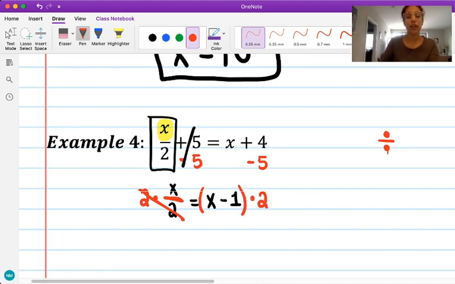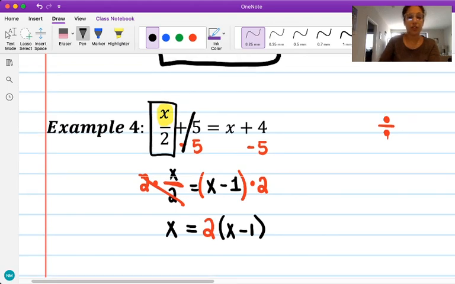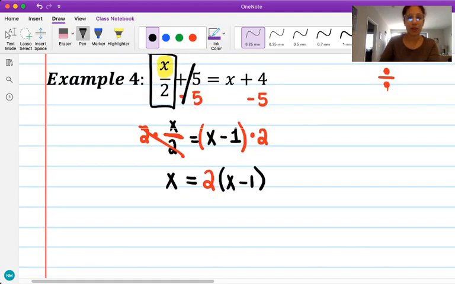This is important. You do not just multiply the 1 or the x by the 2. You multiply everything by the 2. So I have x equals, I'm going to put the 2 up front because usually when we have a number outside of a parentheses, we put it in the front. 2 times x minus 1. And now we can distribute and solve from there. So I'm going to distribute this. And so I have x equals, and then I have 2x. 2 times negative 1 is negative 2.